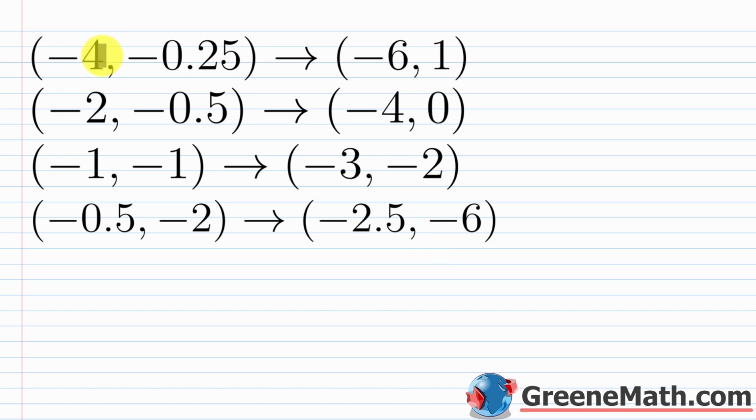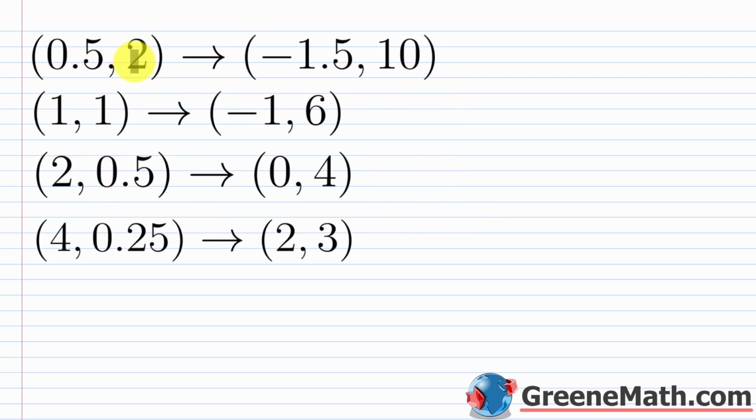But essentially something like negative 4 comma negative 0.25, that's going to go to negative 6 comma 1. Negative 2 comma negative 0.5, that's going to go to negative 4 comma 0. Negative 1 comma negative 1, that's going to go to negative 3 comma negative 2. Then negative 0.5 comma negative 2, that's going to go to negative 2.5 comma negative 6. Then 0.5 comma 2, that's going to be negative 1.5 comma 10. 1 comma 1 is going to go to negative 1 comma 6. 2 comma 0.5 is going to go to 0 comma 4. And then 4 comma 0.25 is going to go to 2 comma 3.